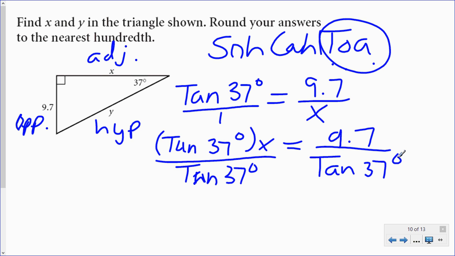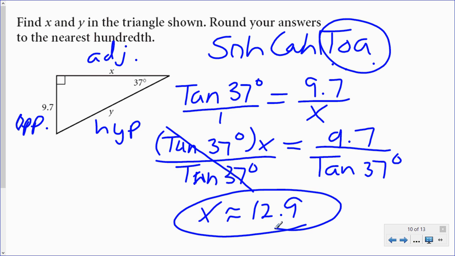Now, at this point, you would actually use your calculator, and you've probably used the sine, cosine, and tangent keys before. You would want to make sure your calculator is in degree mode, and I'll show you this in class tomorrow. But for right now, I'm just going to get our final answer. 9.7 divided by tangent of 37 degrees is approximately 12.9. Okay.